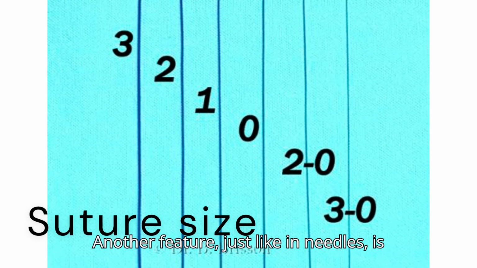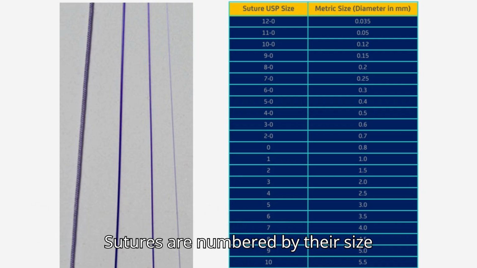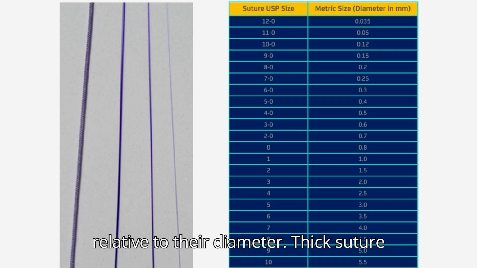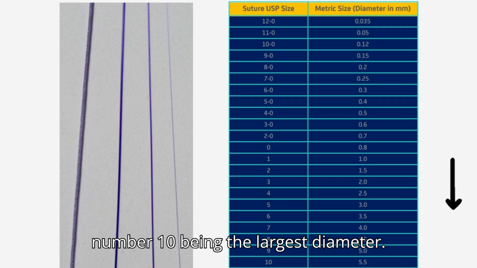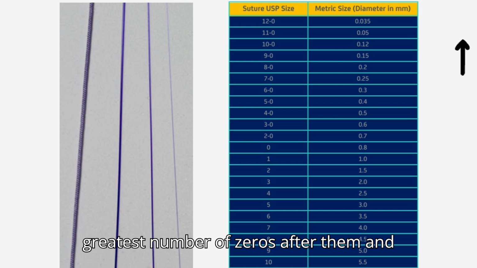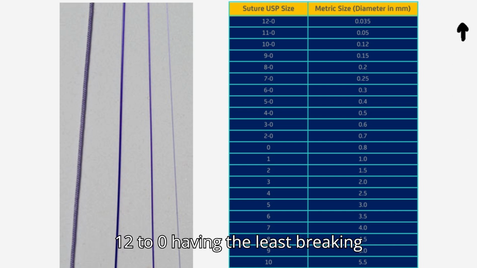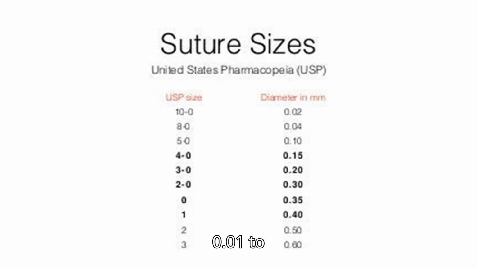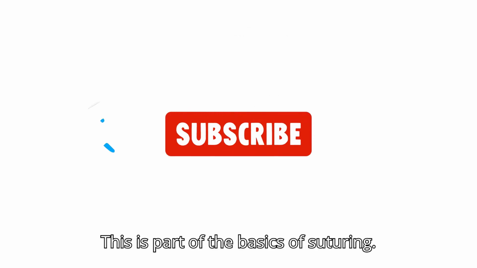Another feature, just like in needles, is the size or diameter of the thread. Sutures are numbered by their size relative to their diameter. Thick suture numbering is from 0 to 10, with number 10 being the largest diameter. Thin sutures are those that have the greatest number of zeros after them and range from 1-0 to 12-0, with 12-0 having the least breaking strength. There is about a 0.01 to 0.05 millimeters diameter difference between sizes. This is part of the basics of suturing.